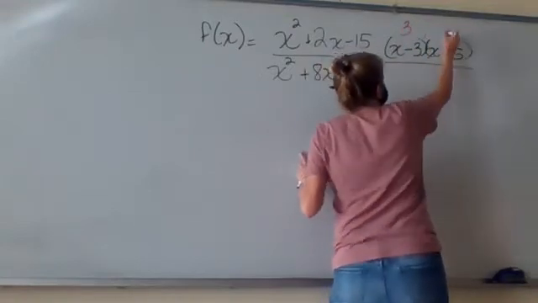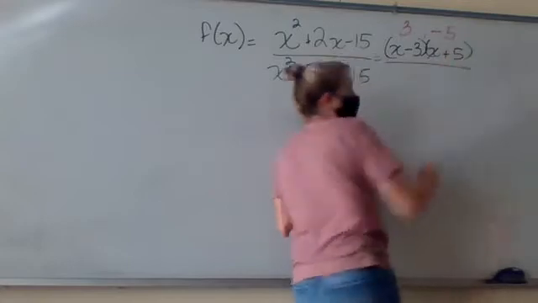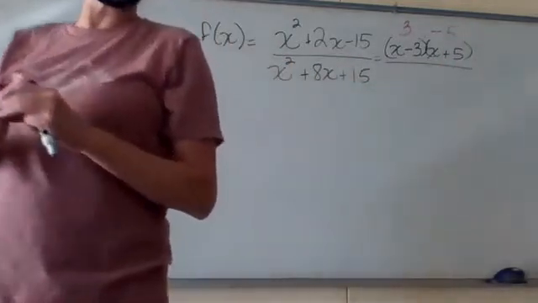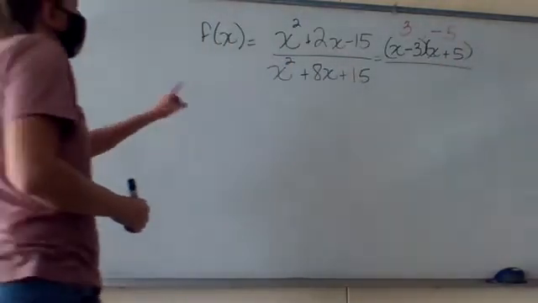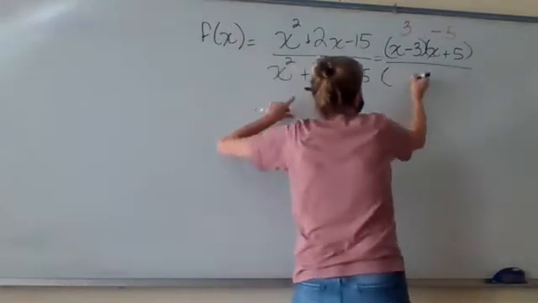And this one, if I set it equal to 0 and solved it, it would be negative 5. So there's the zeros of the numerator. Let's also find the zeros of this denominator.